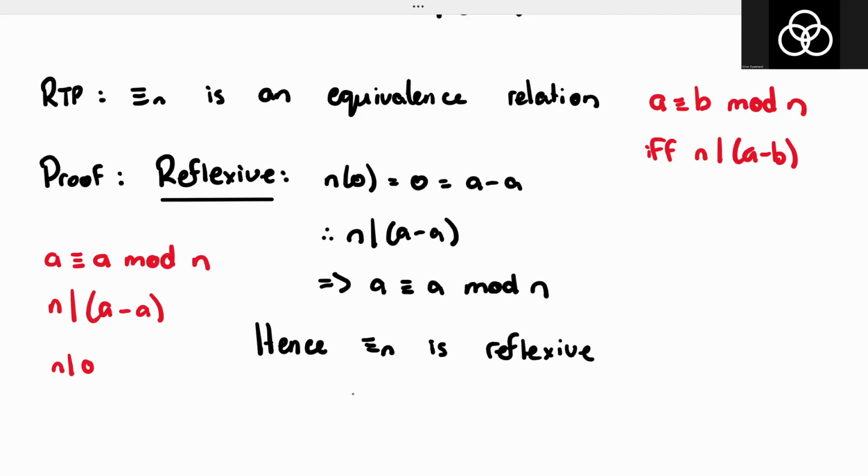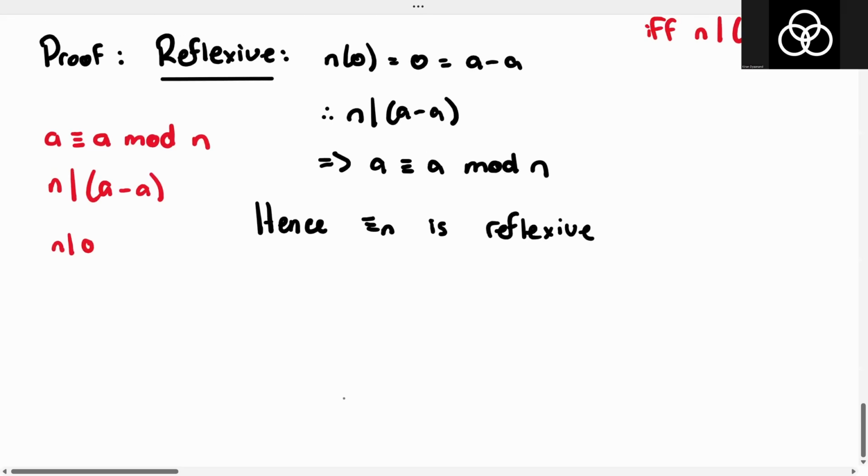And this, of course, is just the notation: congruence, the equal signs, and what are we doing? We're doing mod n. All right, so let's show symmetry now. Symmetric.